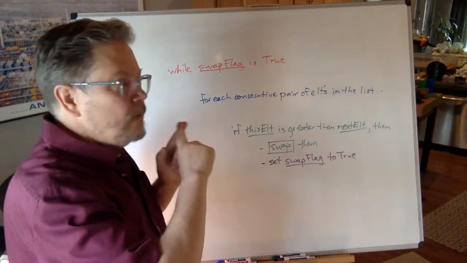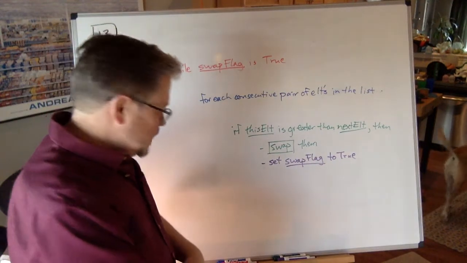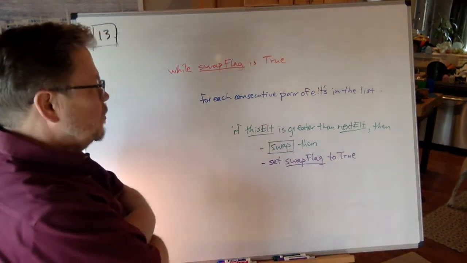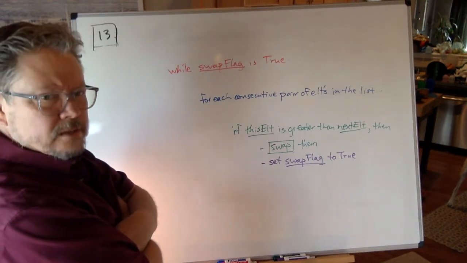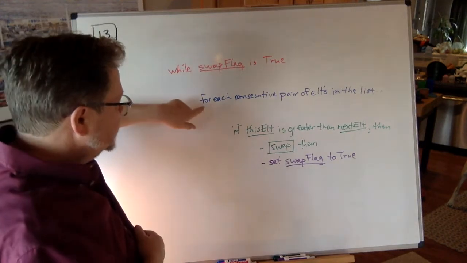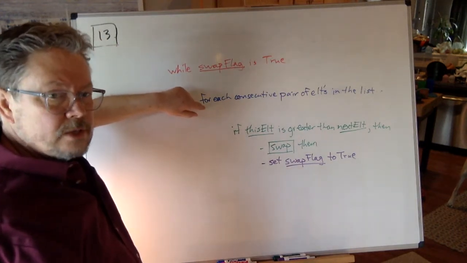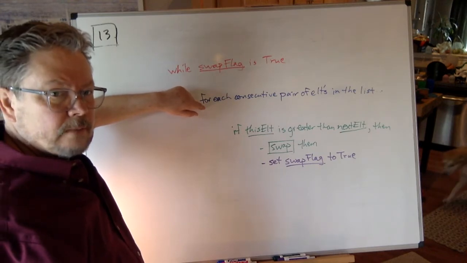Because at that point, I don't know if I'm going to have to swap anything this time through. So that leads me to ask, where do I start going through the list from front to back? Here's the answer right here. Every time I start this for loop over again, it's going to start off with i equal to 0. It's going to start off with the very first element.